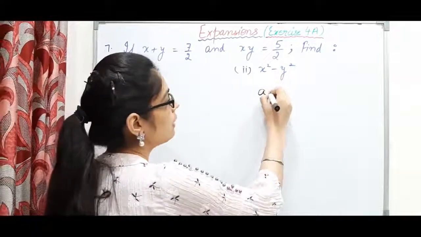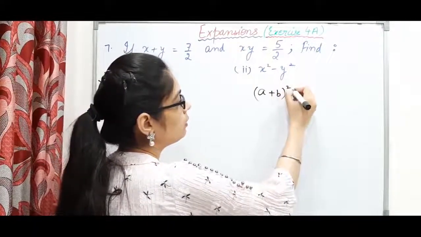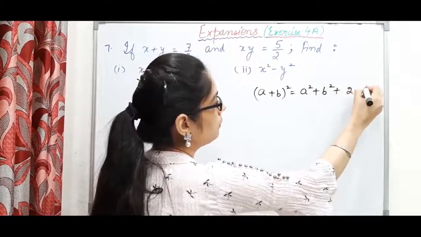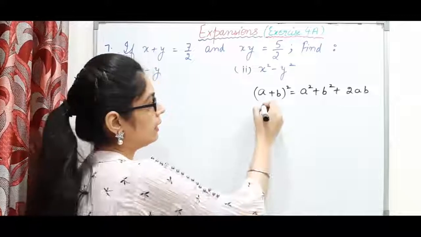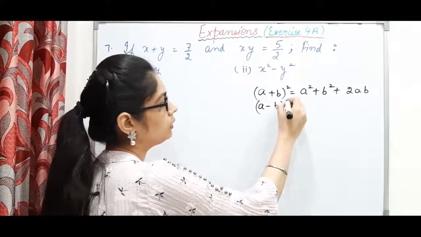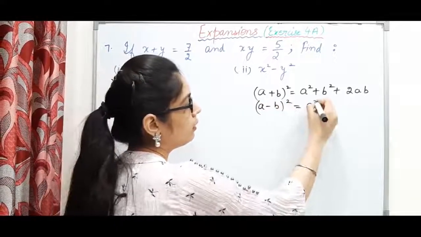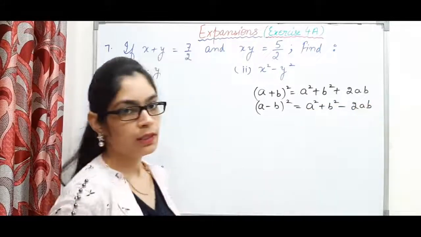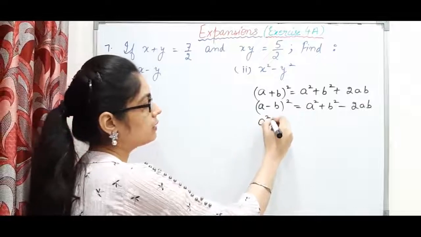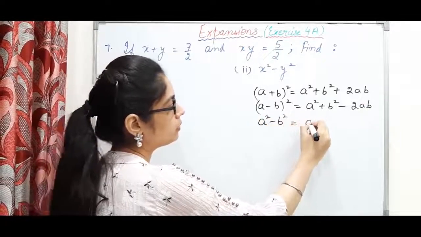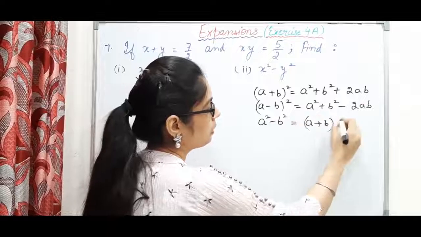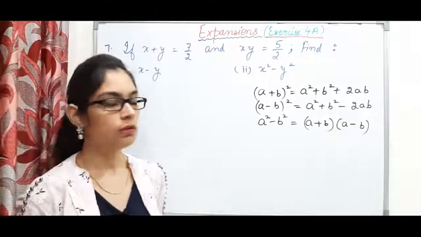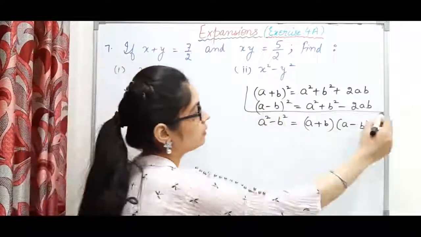First one is a plus b whole square is a square plus b square plus 2ab. A minus b whole square is a square plus b square minus 2ab. And the third one is a square minus b square equals a plus b into a minus b. In previous questions we have used these identities.